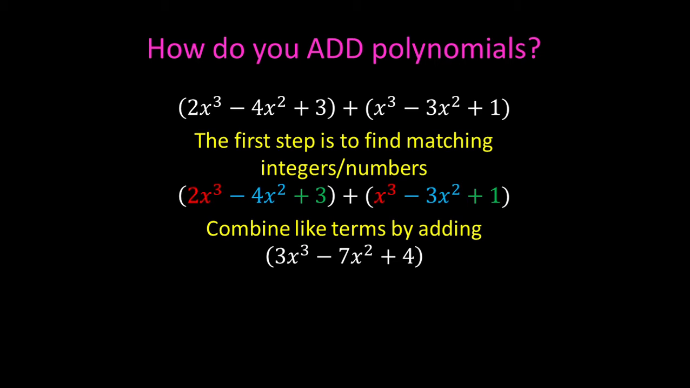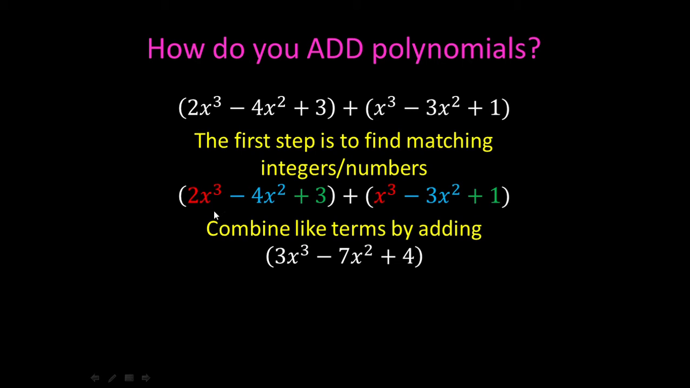Suppose you had the equation 2x cubed minus 4x squared plus 3 plus x cubed minus 3x squared plus 1. So your first step is to find matching terms. So 2x cubed and x cubed are matching because of the x cubed. Negative 4x squared and negative 3x squared are matching because of the x squared. Since positive 3 and positive 1 do not have an x, they are already matching. And then you would add them, which would mean combining like terms through adding.